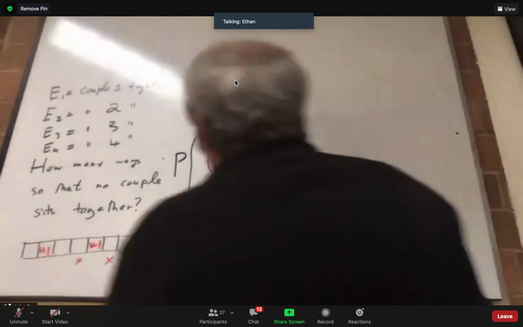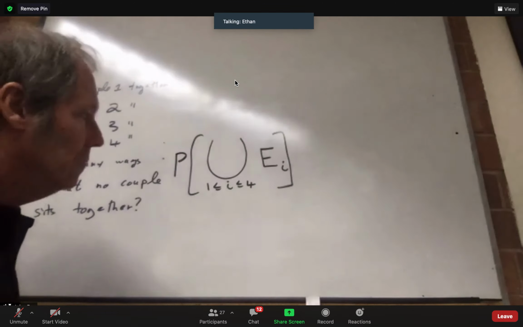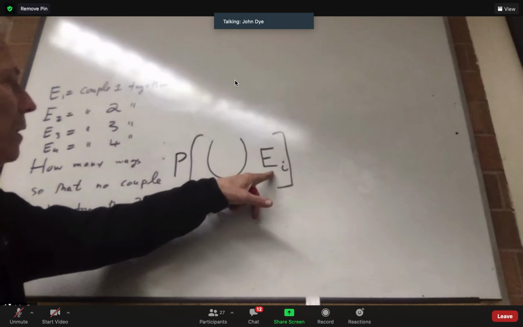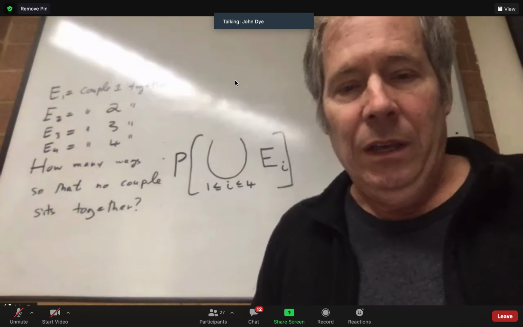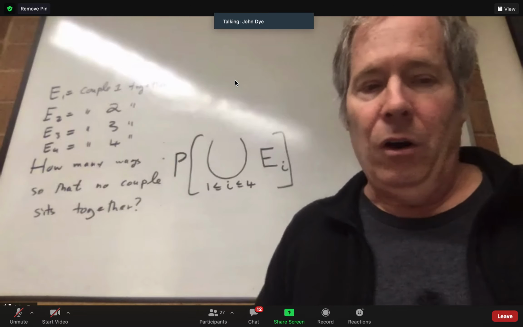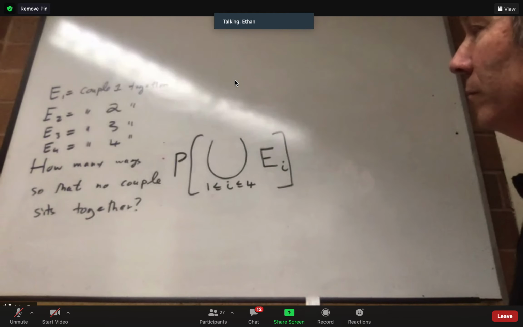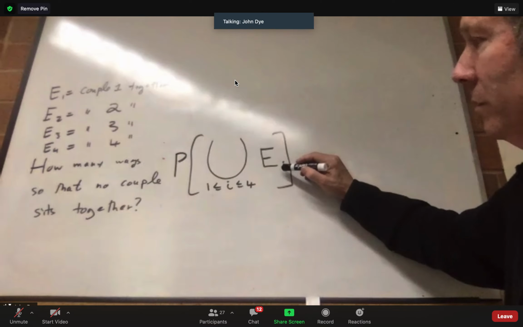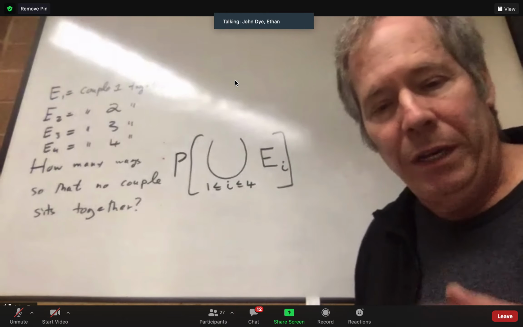So it looks like we're treating all the different E's as sets. Think of it this way: there's a sample space, like a musical chair situation. Everybody sits wherever. E1 is the set of all arrangements where couple one is together. So what is the sample space? Now it makes sense to me. How big is the sample space?